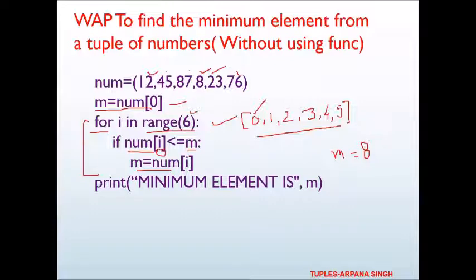The next time it will pick up 76. So here it is 76 and here it is 8. So 76 is also not less than 8, so it will not replace. So ultimately, out of the loop, when it will print the minimum element, it will print the value of m as 8 in this particular tuple.